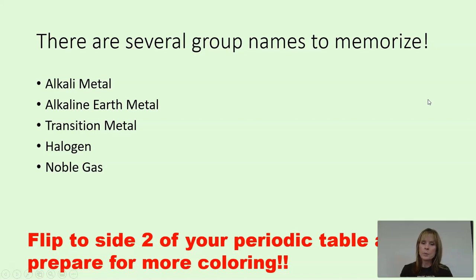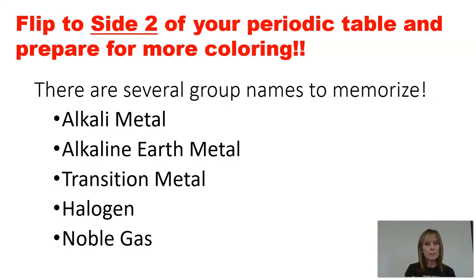There's a lot of groups that we're going to ask, well, not a lot, 5 group names that we're going to ask you to memorize. They're actually pretty easy, and you probably know some of them: the alkali metals, alkaline earth, transition, halogens, and the noble gases. Those are the ones that we're going to have you memorize. So if you turn your periodic table over to the other side, we can color the different groups.